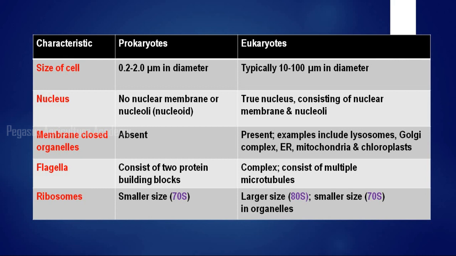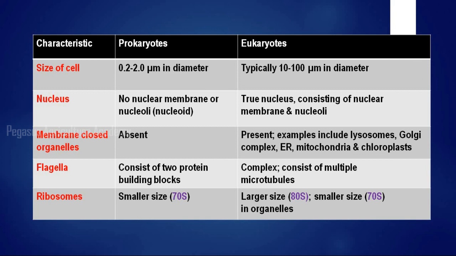The first thing is the size of the cell. In prokaryotes, the size ranges between 0.2 to 2 micrometers. In eukaryotes, it is about 10 to 100 micrometers in diameter. So the prokaryotic cells are very small. Remember, friends, 1 micrometer is 10 to the power minus 6 meter. So in a very small pinpoint, we can accommodate rows and rows of microorganisms. That much small is the size of a prokaryote.